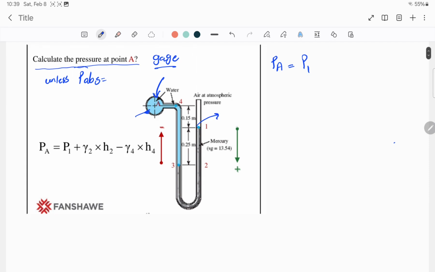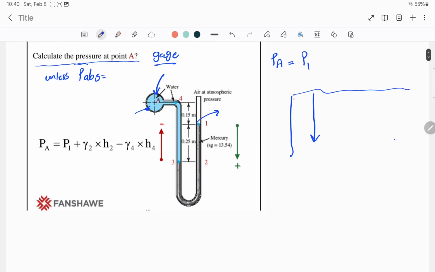Now, when you go down, the pressure is positive. Why? Think of it like this. Let's say you're in a swimming pool. The lower you get in the swimming pool, the higher the pressure is. The lower you go, the pressure increases and increases. So that's why when you go down, you add pressure because it's increasing, and when you go up, it's subtraction.